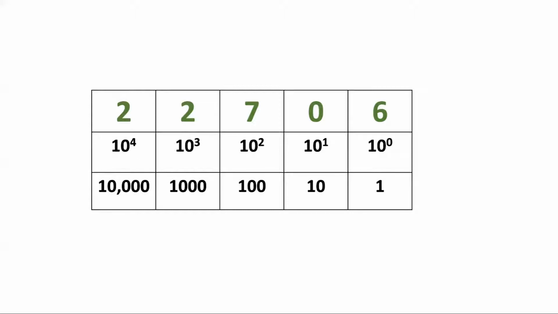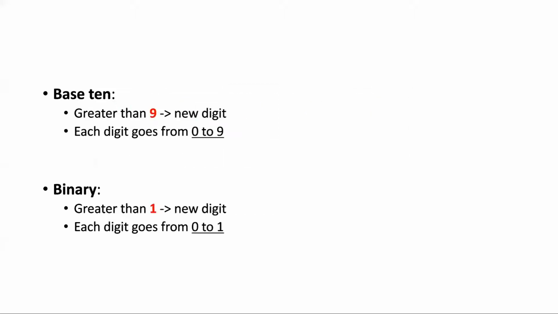This is what is used also in other counting systems. Here we are using base 10, but we can have other bases as well, which is what we are going to discuss today. So in base 10, each time we go beyond 9, we add a new digit because our digits are only from 0 to 9. In the binary system, each time we go beyond 1, we add a new digit. So each digit goes basically from 0 to 1. In this system, we have only 2 digits, 0 and 1.